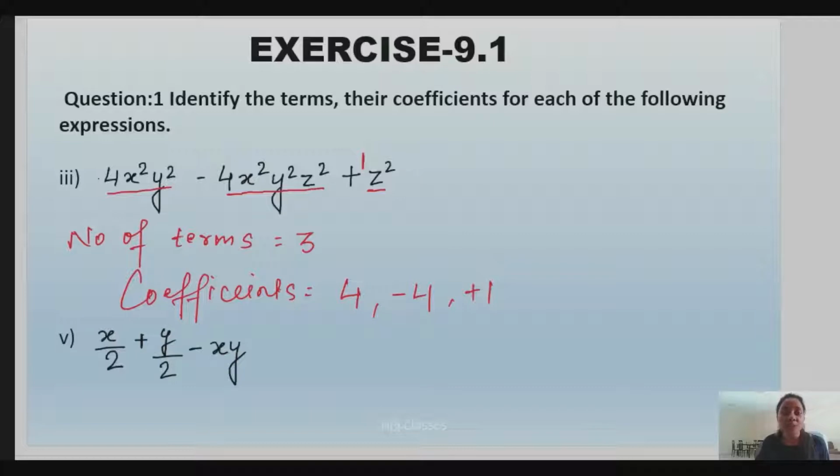Similarly, we will do it for the next question, x/2, y/2 minus xy. First we will write the number of terms. This x/2 is the first term, then this y/2 is the second term, and then xy is the third term. So what's the total number of terms? It's 3. And what are the coefficients?